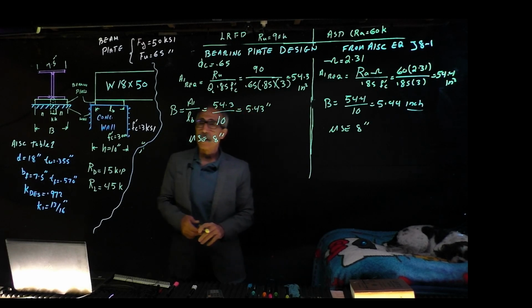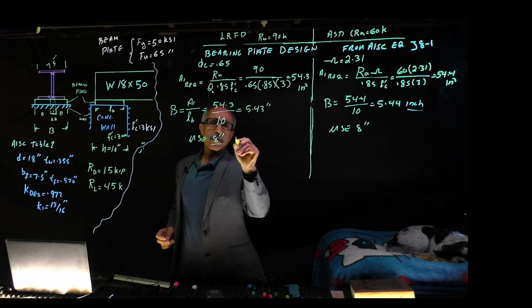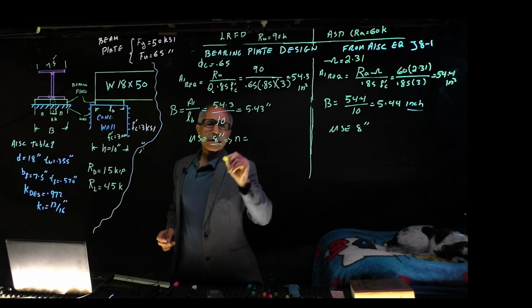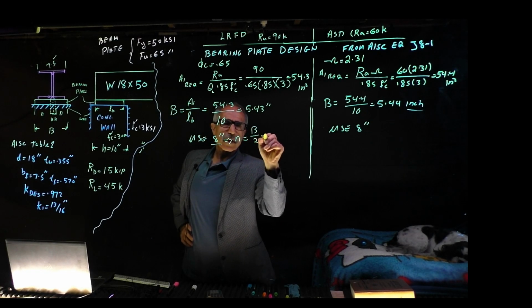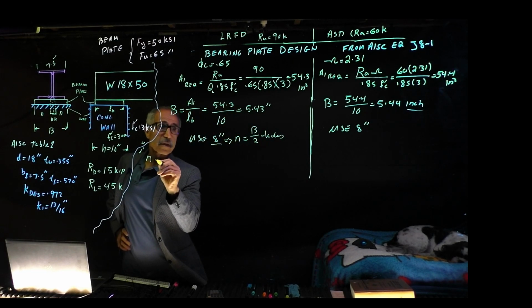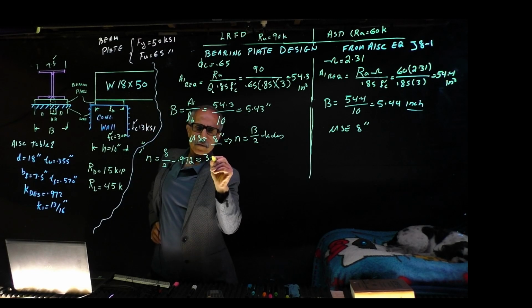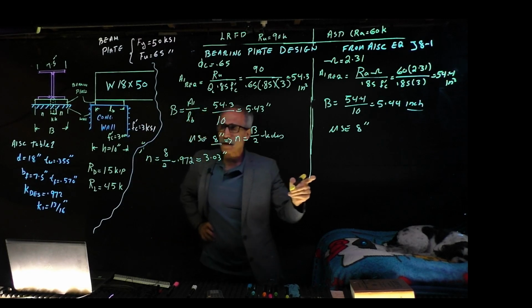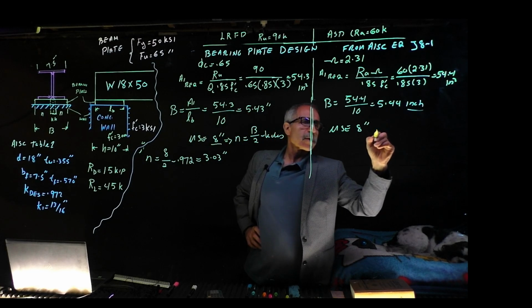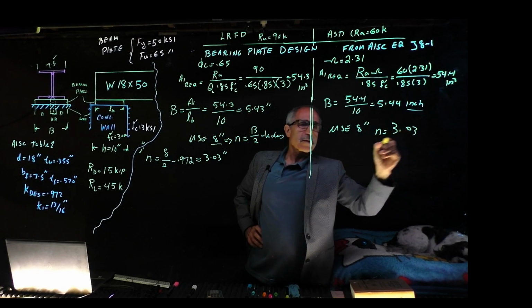You'll be covered there. Now, coming back, let's calculate our N. If we use 8 inches, our N is equal to B divided by 2 minus K design. So N comes out to be 8 inches divided by 2 minus 0.972, which is 3.03 inches. Same thing here, N is going to be 3.03. So let's go for both of them.